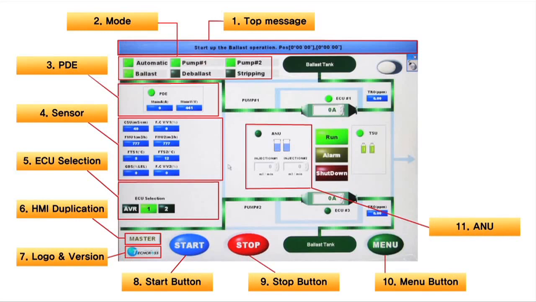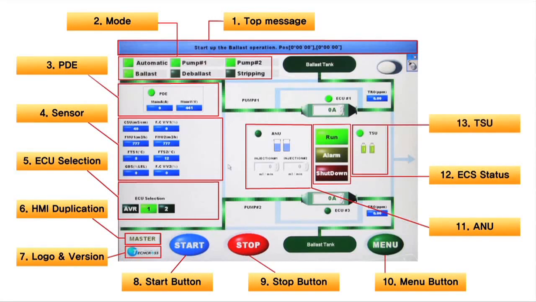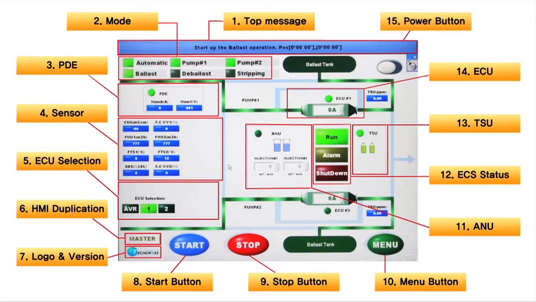11. ANU: ANU operation and amount of injected neutralizing agent. 12. ECS status: state of ECS, run, alarm, shutdown. 13. TSU: TSU operation and measured TRO. 14. ECU: ECU operation and electric current fed to each ECU. 15. Power button: power on, off.